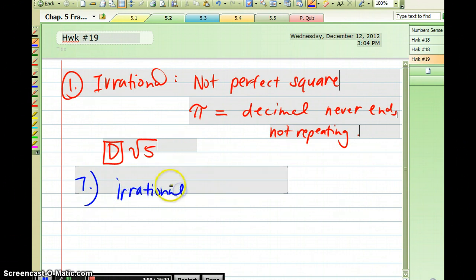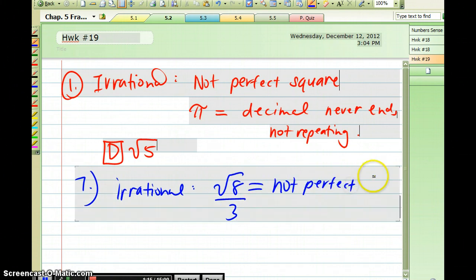If I skip down to number 7, I'm looking for, again, an irrational number. I'm looking for either pi, which I don't see, or a decimal that doesn't repeat, and I don't see any decimals at all. So I have to look at the fractions. I see square root of 8 over 3, and square root of 8 is not a perfect square root, so I would say that c is my answer.